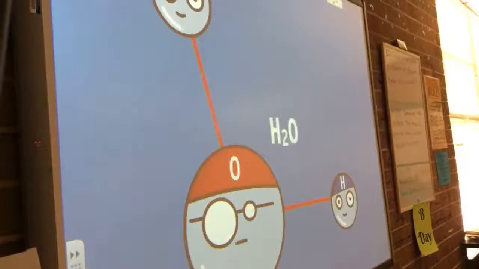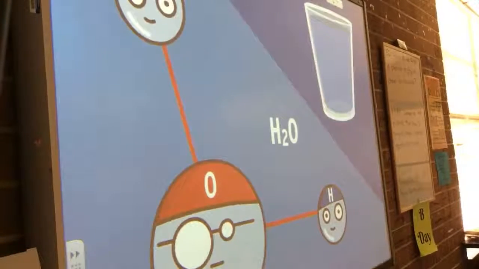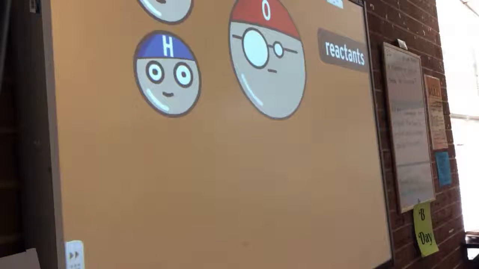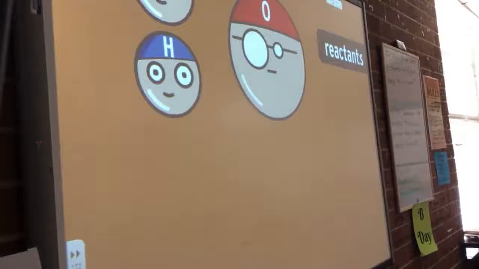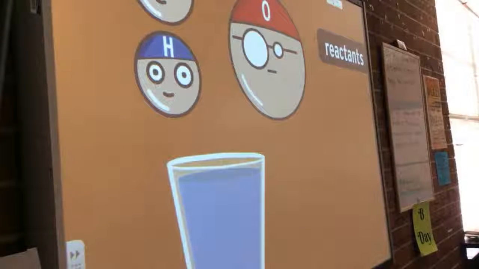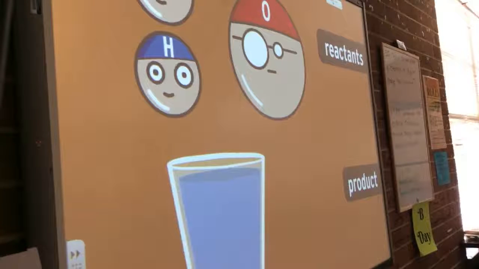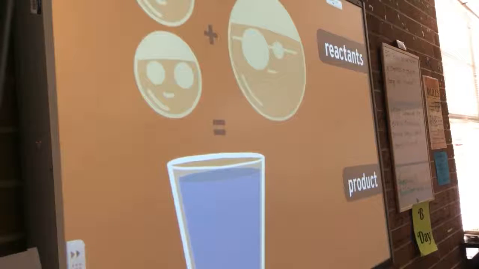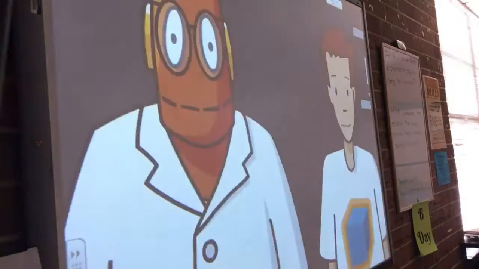For example, hydrogen and oxygen react to form dihydrogen monoxide, or water. In that reaction, hydrogen and oxygen are the reactants, the substances that are around at the beginning of a chemical reaction. And the water is the product, or what's around after a chemical reaction takes place. The law of conservation of mass states that the mass of the reactants must equal the mass of the products.